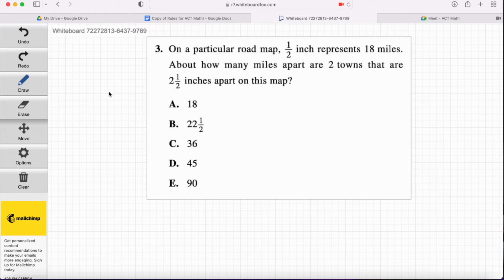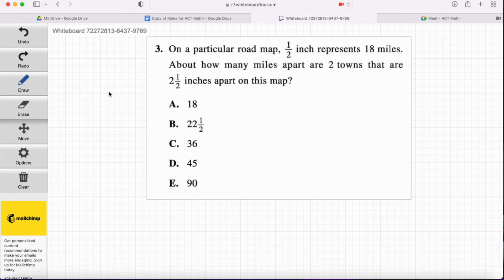There's one thing, which is reading it right and decoding the language. The other thing is understanding it, right? I coach students actually. If you read a question and you don't understand it, just slow down and reread it again. So that's totally cool. On a particular road map, half an inch represents 18 miles. About how many miles are two towns that are 2.5 inches apart? Okay. So what are we solving for? Gotta think about this.